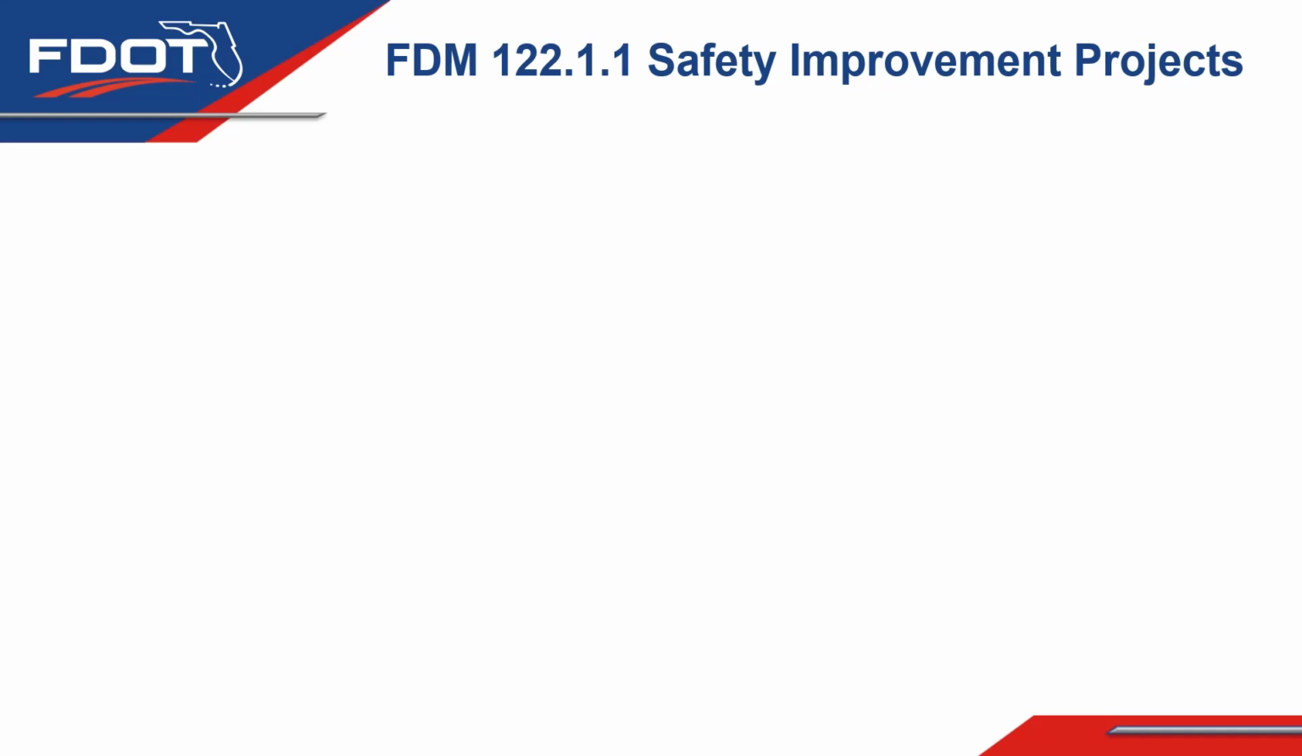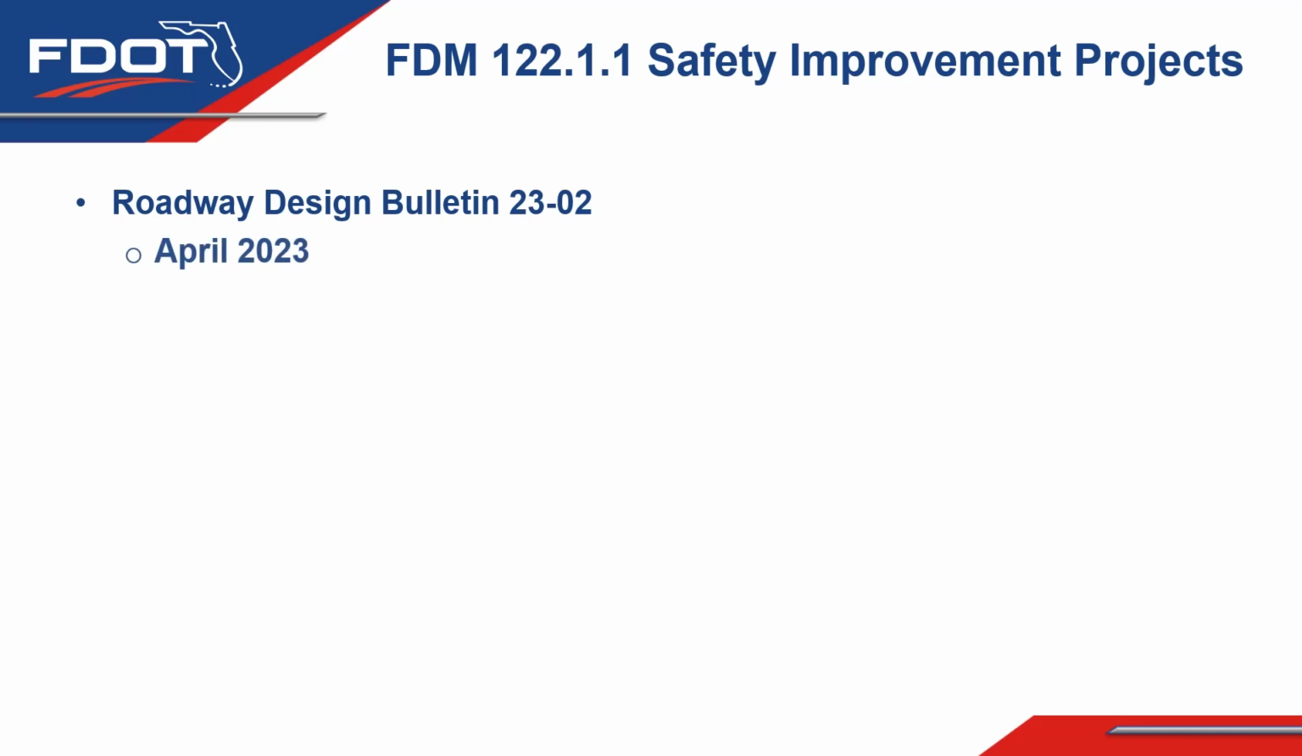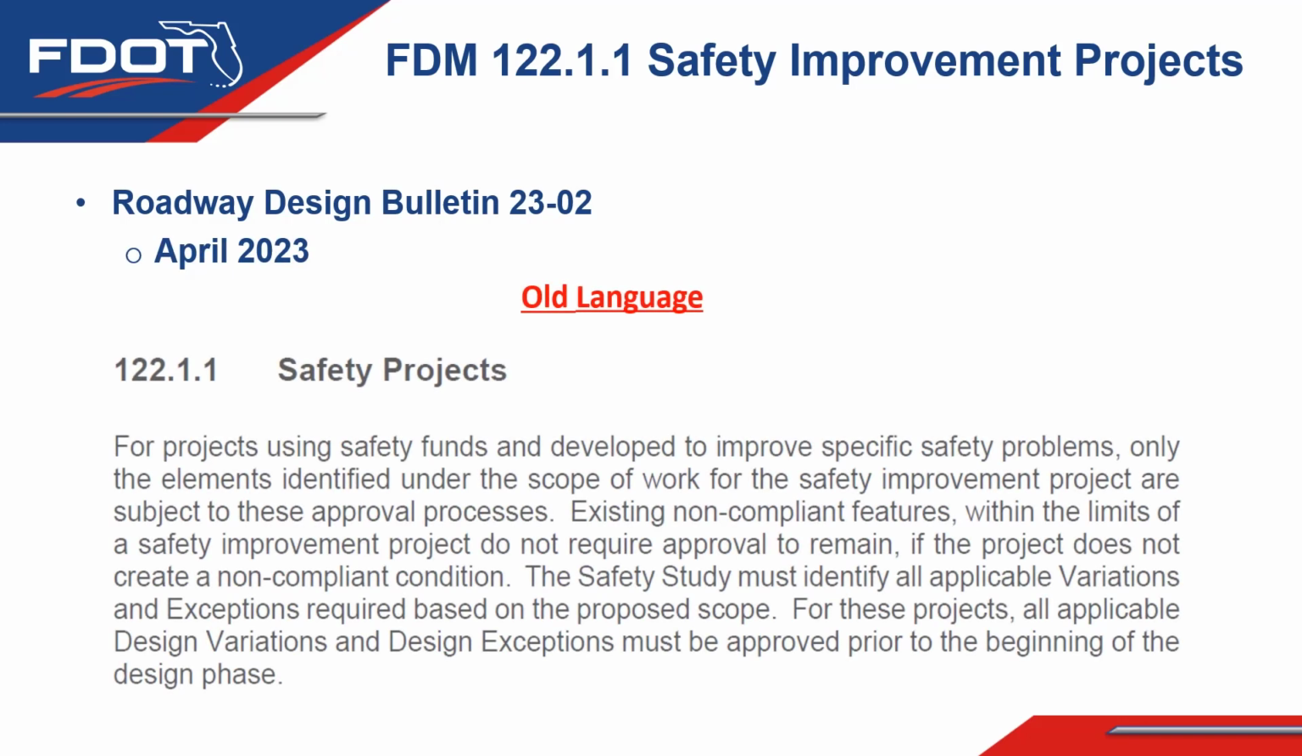The first update that we made to FDM 122 was actually made back in April of last year through a roadway design bulletin. The changes to this section bring the FDM criteria into alignment with current departmental practice for programming and development of safety projects by recognizing that safety projects are now determined by purpose and need and not just by funding category. So here on the screen is the previous language.